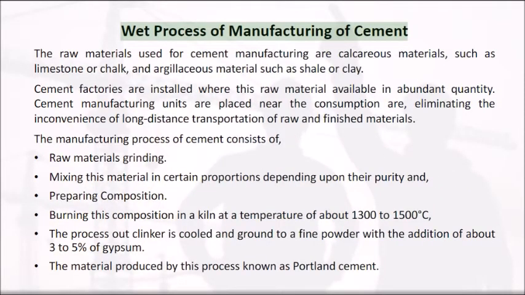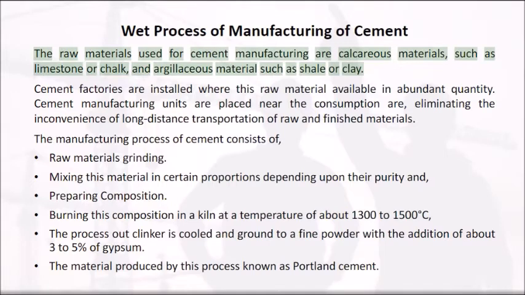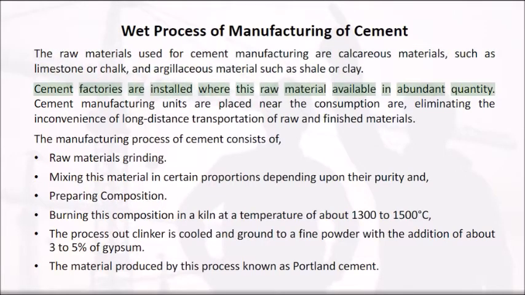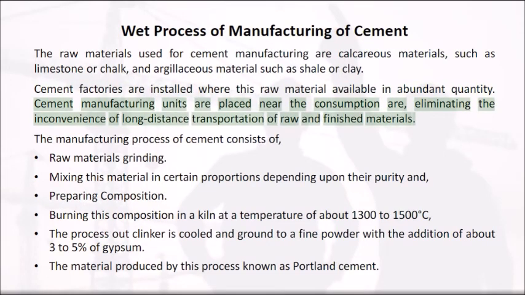Wet process of manufacturing of cement. The raw materials used for cement manufacturing are calcareous materials, such as limestone or chalk, and argillaceous materials such as shale or clay. Cement factories are installed where this raw material is available in abundant quantity. Cement manufacturing units are placed near the consumption area, eliminating the inconvenience of long-distance transportation of raw and finished materials.